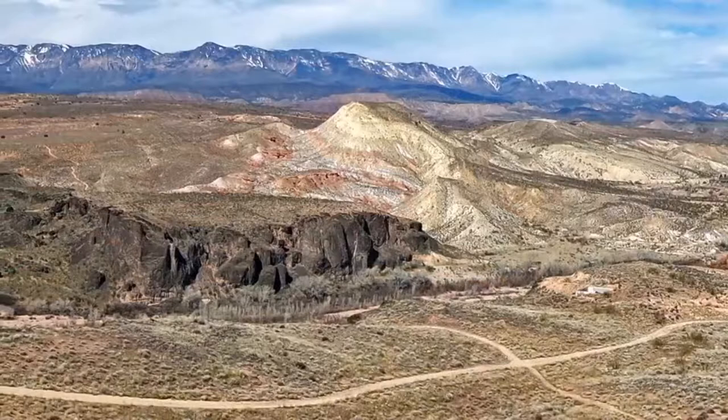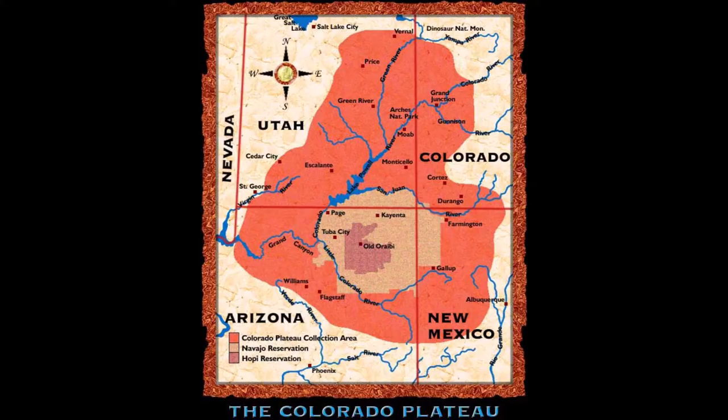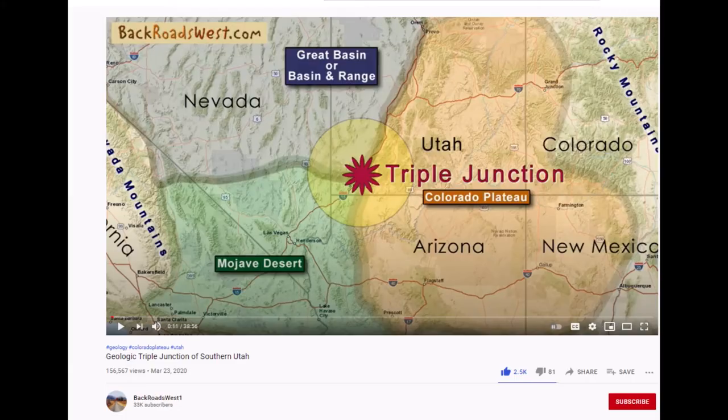Now, this is what St. George, Utah looks like. It's a gnarly mess, and northern Utah is where you get all those crazy, beautiful, wild rock formations that look like sculpted and windswept. I'm going to say water swept. And this is in the St. George area where I just showed you the picture. This is like a triple junction.